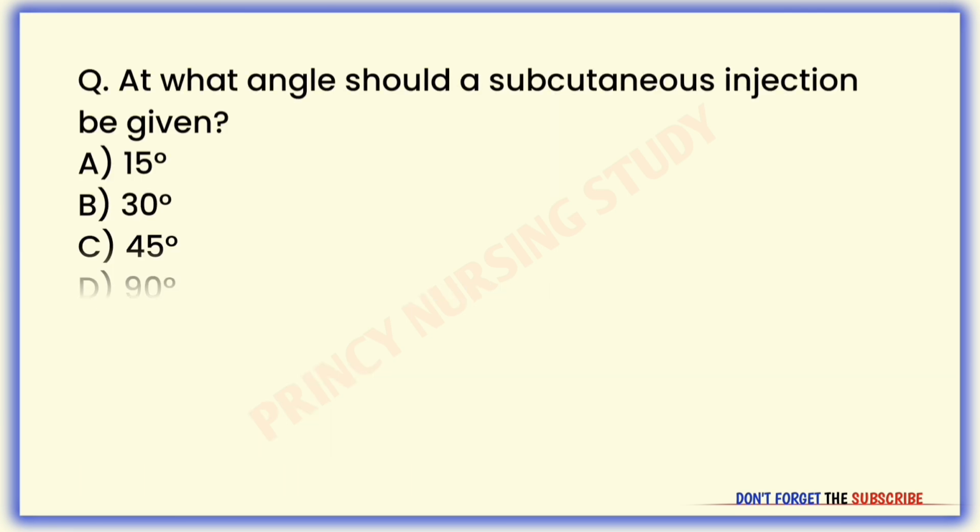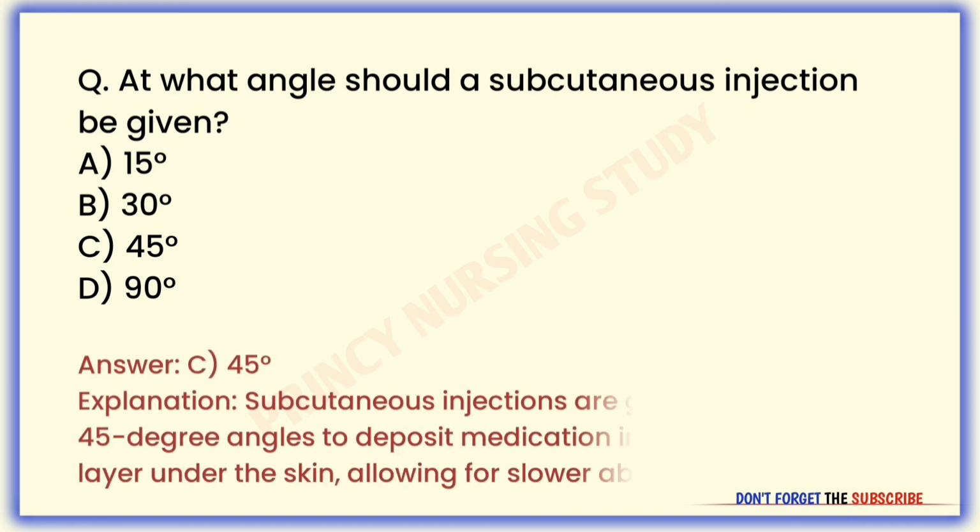Next question. At what angle should a subcutaneous injection be given? Correct answer is C. 45 degrees. Subcutaneous injections are given at 45-degree angles to deposit medication into the fatty layer under the skin, allowing for slower absorption.